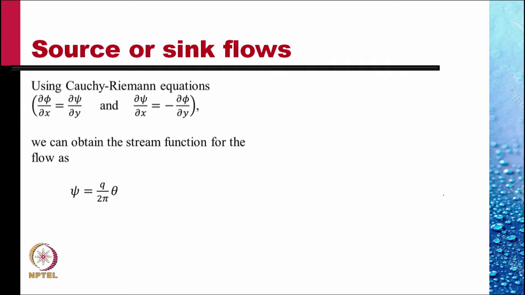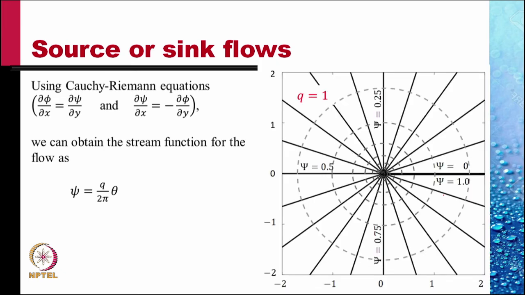Using Cauchy-Riemann conditions, that is del phi by del x is equal to del psi by del y, and del psi by del x is equal to minus del phi by del y, we can obtain the stream function for the flow as psi is equal to q divided by twice pi theta. These are the streamlines that are plotted for q is equal to 1, that is for a unit source strength.